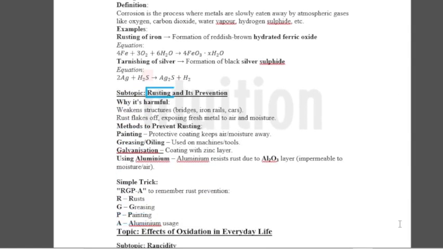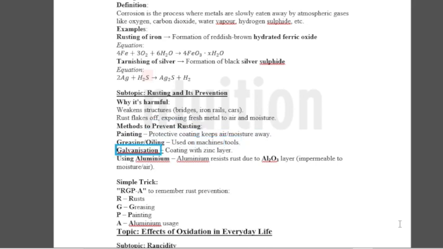Subtopic: rusting and its prevention. Why it's harmful: it weakens structures, bridges, iron rails, cars. Rust flakes off, exposing fresh metal to air and moisture. Methods to prevent rusting: painting, a protective coating that keeps air and moisture away. Greasing and oiling, used on machines and tools.